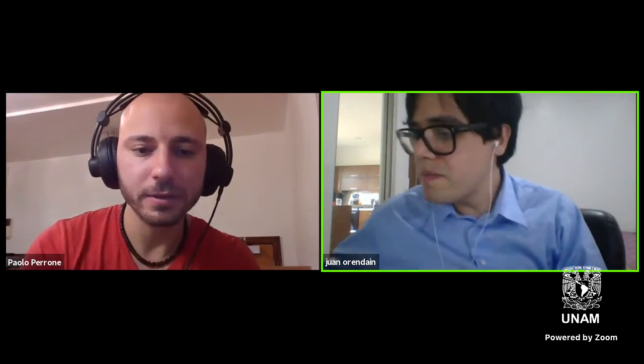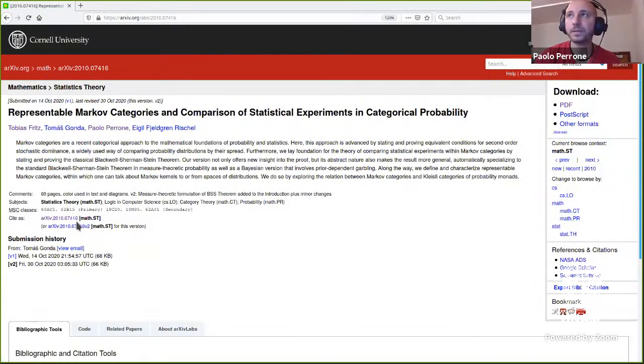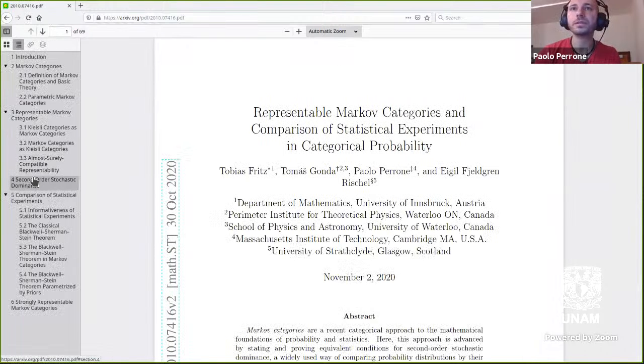Which paper is this? Yeah, let me say this too. Let me share my screen again. It's this paper here. A representable Markov category is just a name we invented, which is just to say a Markov category which is the Kleisli category of a probability monad on the subcategory of deterministic morphisms. And in there, where is that? Here, second order stochastic dominance.